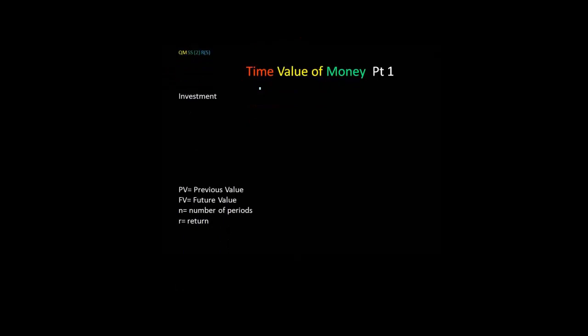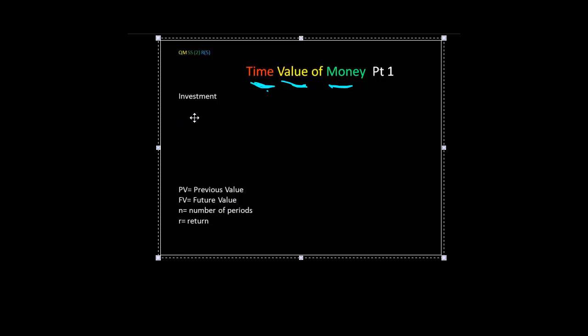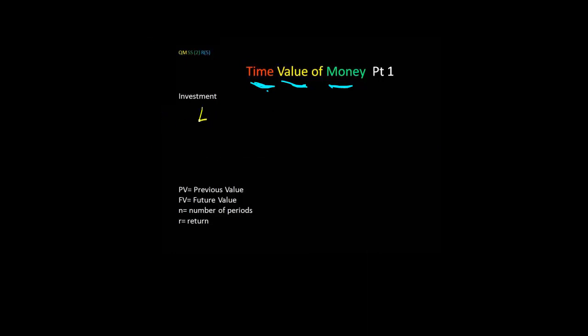Time value of money. If you noticed from the title here, we have time and we have the value of money, and time is affecting the value of our monies. So if we take an investment, let's assume it's at T0. Okay, so we have an investment at T0, and this investment is $100,000. So we're going to start with $100,000 at T0. This is what we invested.